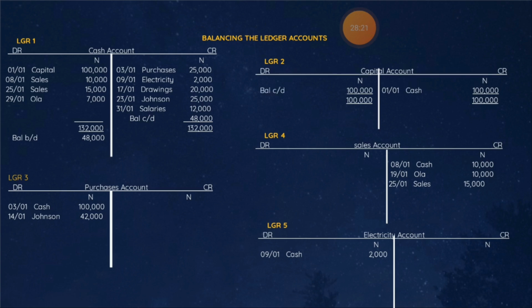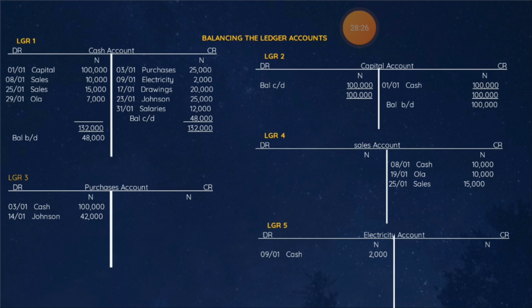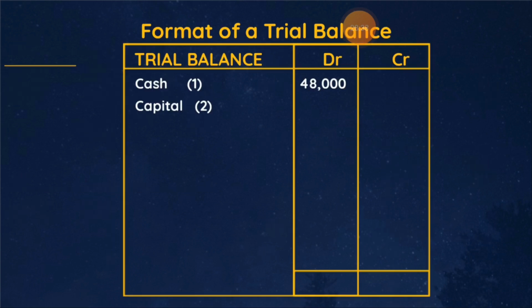Then the balance carried down of 100,000 will be brought down to the credit side of the capital account as 100,000, which means at the end of the period, the total capital of the business still remains 100,000 naira. It is that 100,000 naira that will be transferred to the trial balance as a credit entry. That is capital, which is ledger number 2, 100,000 naira.